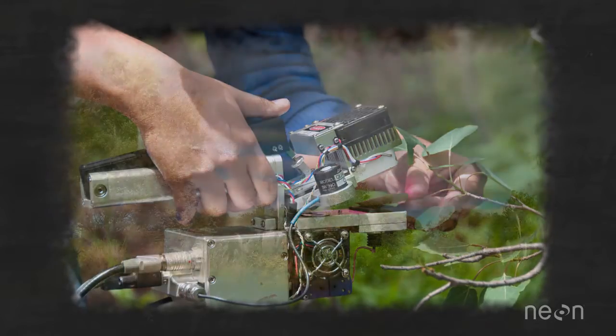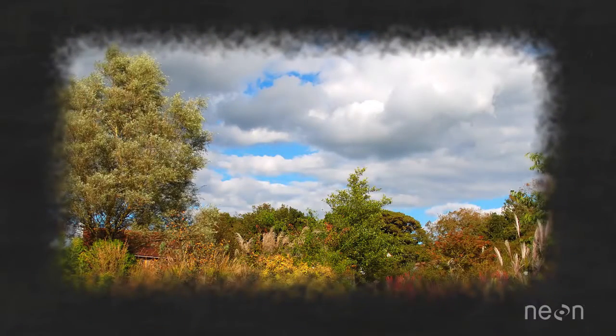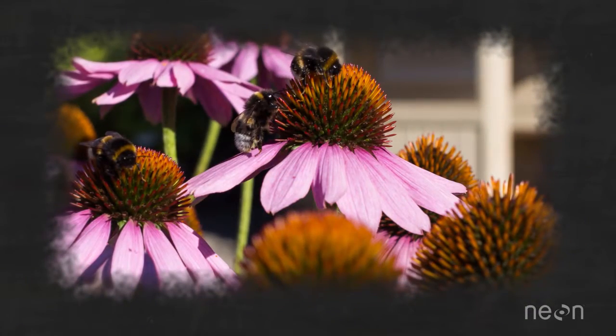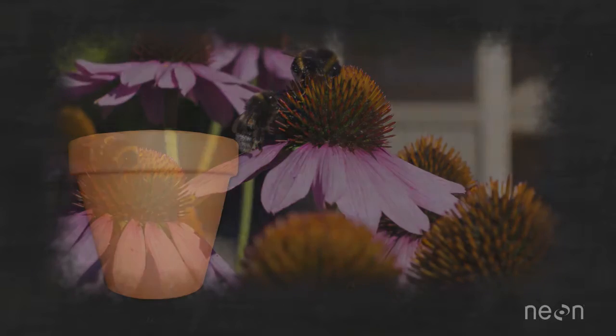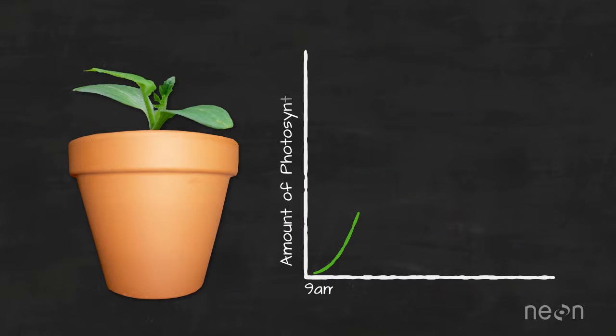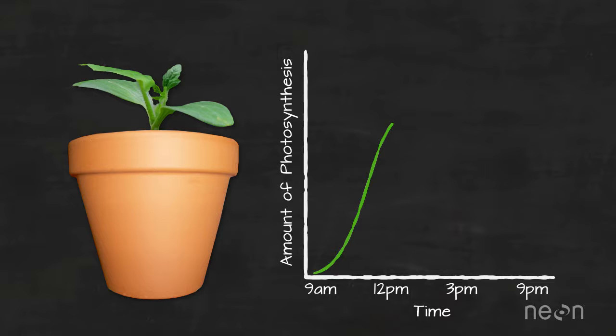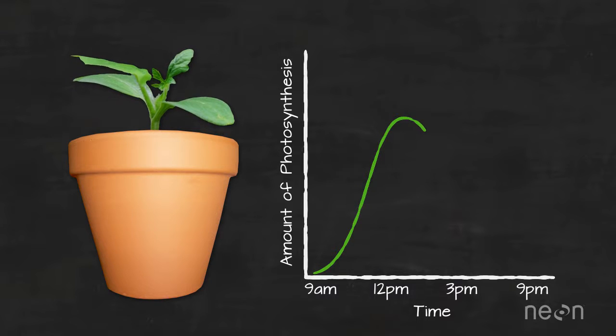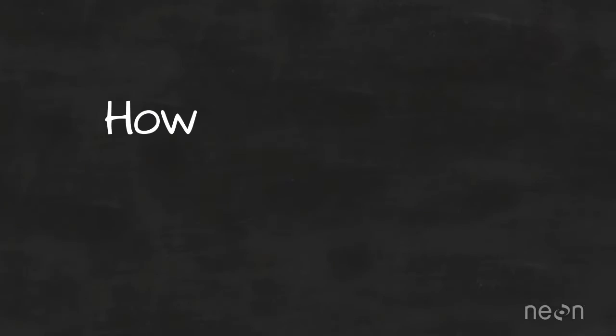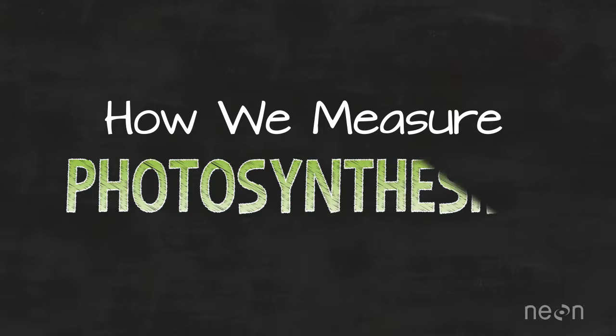Now, we know photosynthesis is happening all around us. We see plants growing and reproducing every day. But how do us science-minded humans measure how much photosynthesis is happening in plants in order to grow and produce oxygen? How we measure photosynthesis is the topic of this video.